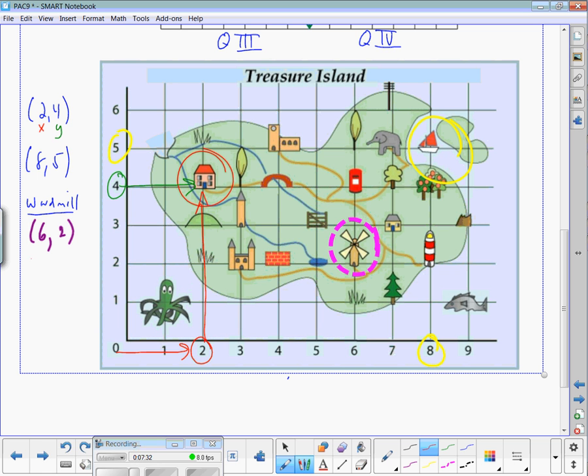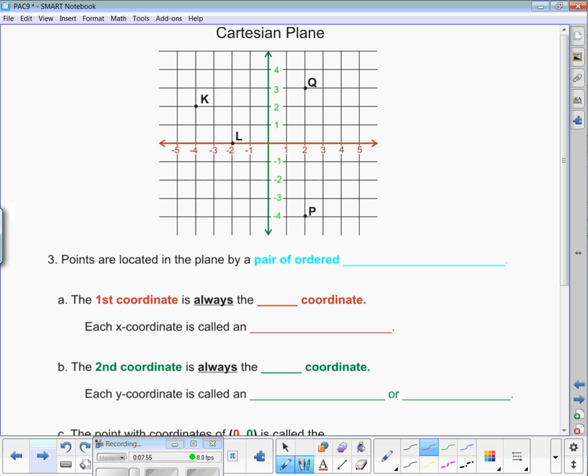Let's do one more. How about the brick wall? Not the brickyard, all you Indianapolis 500 fans. The brick wall. What are the coordinates of the brick wall? Brick wall right there. Remember, always give the x coordinate first, 4, the y coordinate second, 2, and the brick wall. Okay? All right, we'll talk about that again here on the second page.